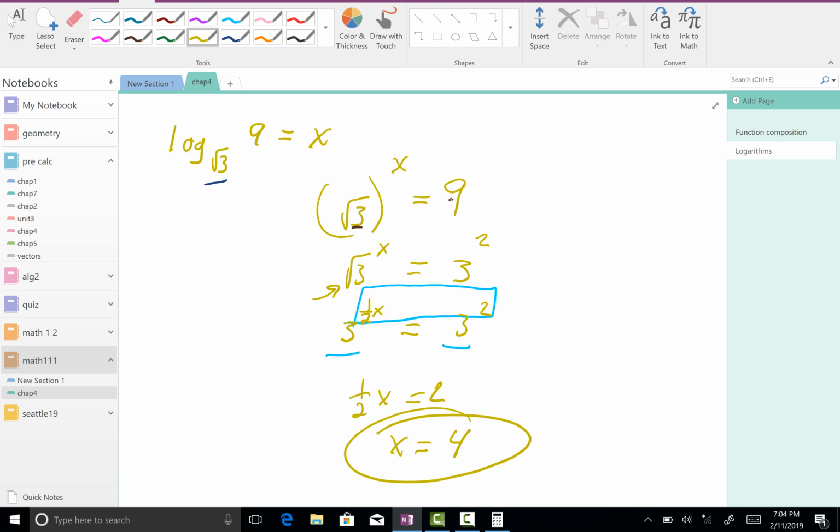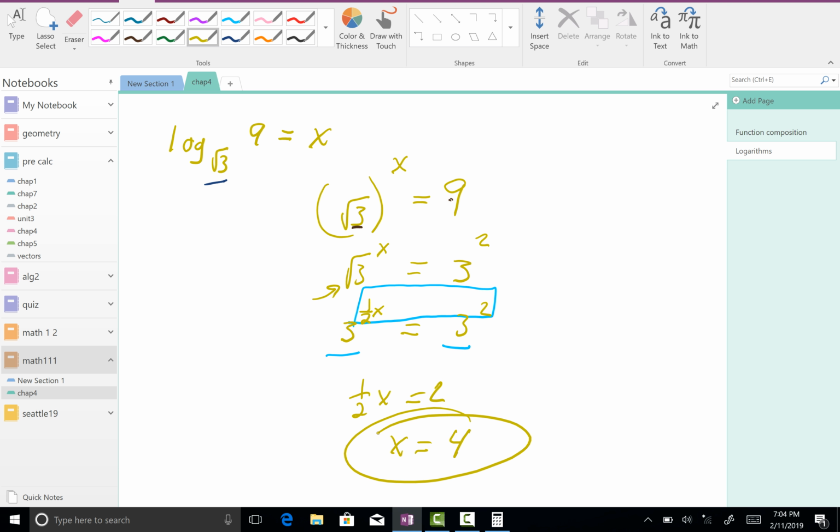Domain then of a log. What's the domain of a log? Just a normal one. Let me get rid of all these things here so we don't have anything in front of it. x is greater than 0, because we can't take 0 or any negatives, right? So x is greater than 0.